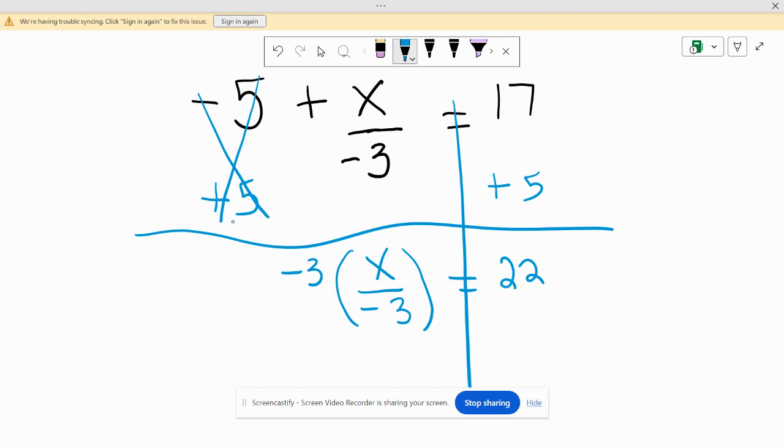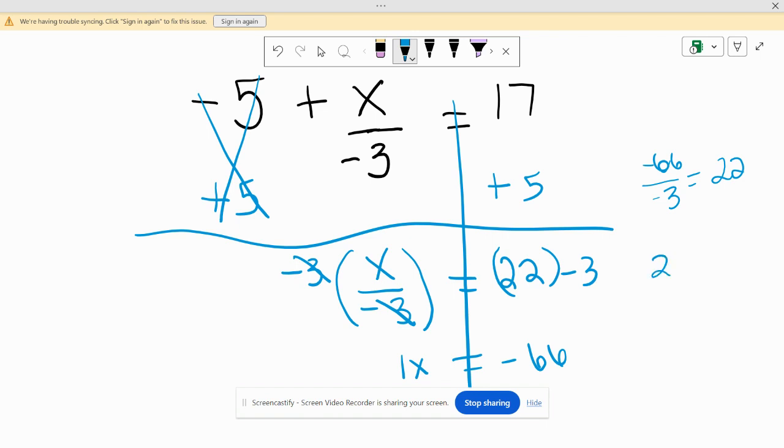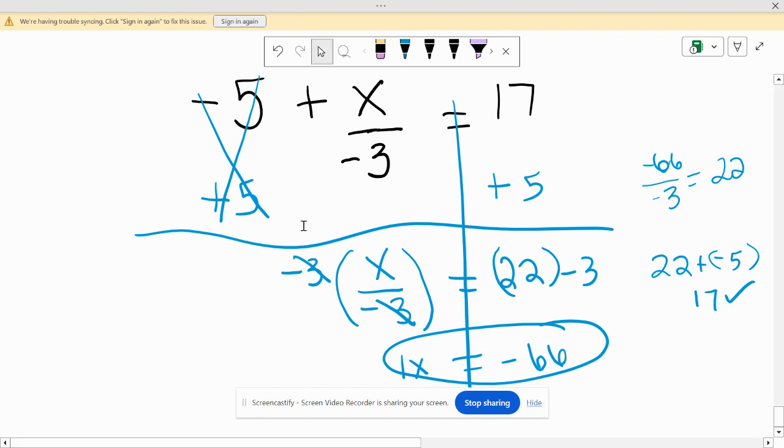My -3 and my -3 simplify to 1. And so I'm left with 1x. I need to multiply this side by -3. I get -66. And I can check my work. -66 divided by -3 is +22. And then +22 plus a -5 is +17. So my answer does check out. x equals -66. All right, that is my video on two-step equations.